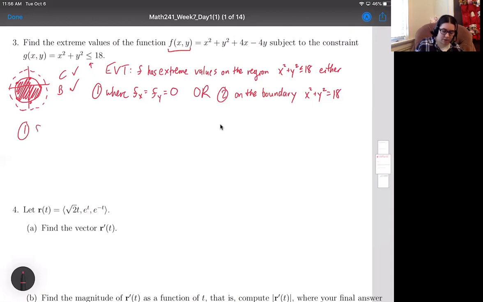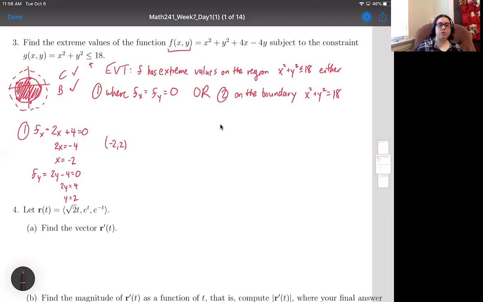Let's start here. F sub x is equal to 2x plus 4. And if I want that to be equal to 0, then 2x should be equal to negative 4. So x should be equal to negative 2. And if I want f sub y to be equal to 0, f sub y is equal to 2y minus 4. Add 4 to both sides to get 2y equals 4, and then divide to get y is equal to 2. So what I'm concluding here is that if x is equal to negative 2 and y is equal to 2, then the partials are both 0.